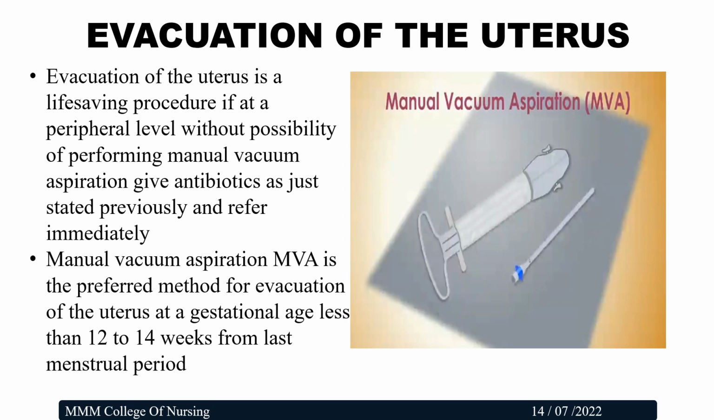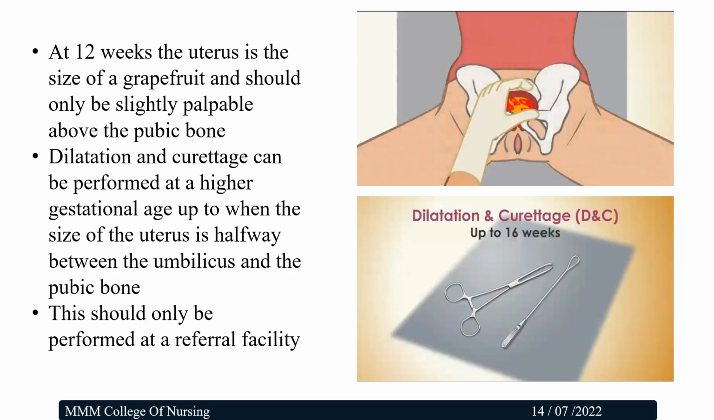More than 14 weeks, you cannot do the manual vacuum aspiration because the size of the instrument will be small, but the contents will be more when you look for the products of conception at more than 14 weeks. So if the gestational age is less than 14 weeks, you can go for the manual vacuum aspiration. At 12 weeks, the uterus is the size of a grapefruit.